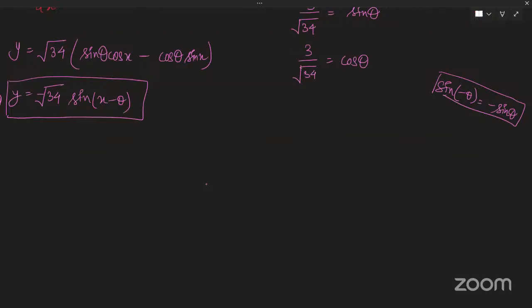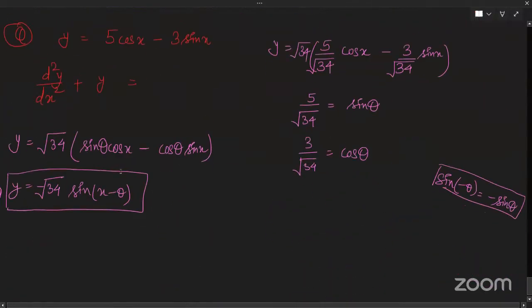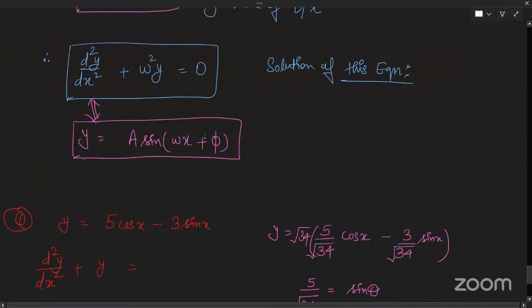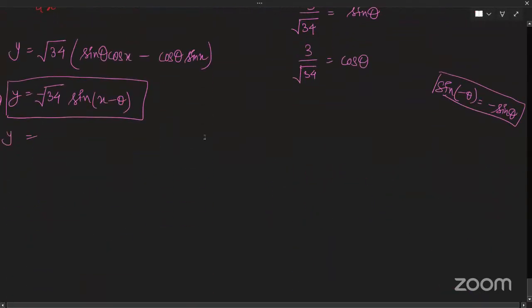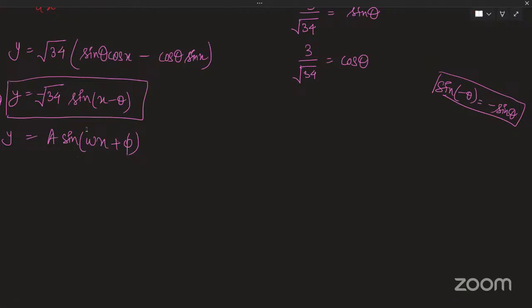So your y is given to you as, do you realize that this and this are the same thing? A sin of omega x plus phi, right? This thing and this thing have the same meaning, because I told you that A, omega and phi are just real numbers. So can you tell me what is your value of omega from here? Omega is 1, right?